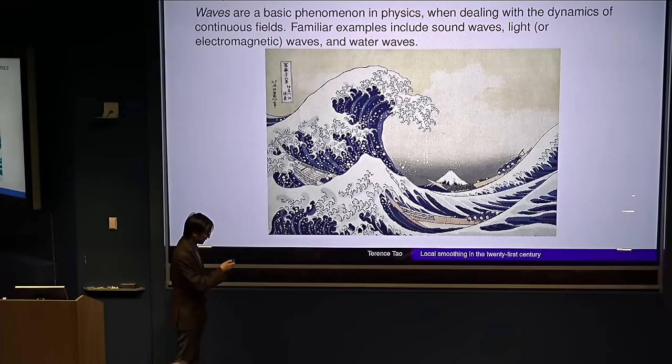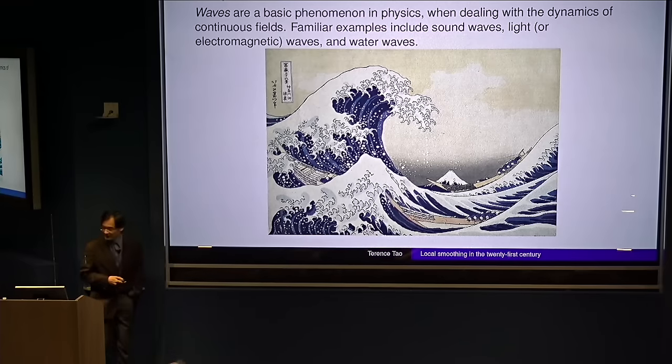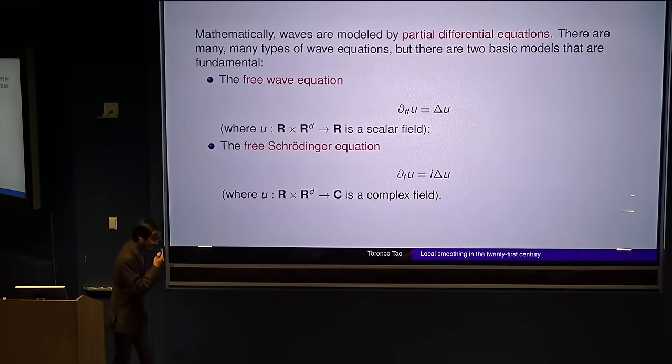This is, of course, the most famous picture of a wave, The Great Wave off Kanagawa, I think by Hokusai. In mathematics, we describe waves by partial differential equations. And there are dozens and dozens of wave equations out there. I'm not going to list them all, but I just want to show you what two of them look like, at least to a mathematician.